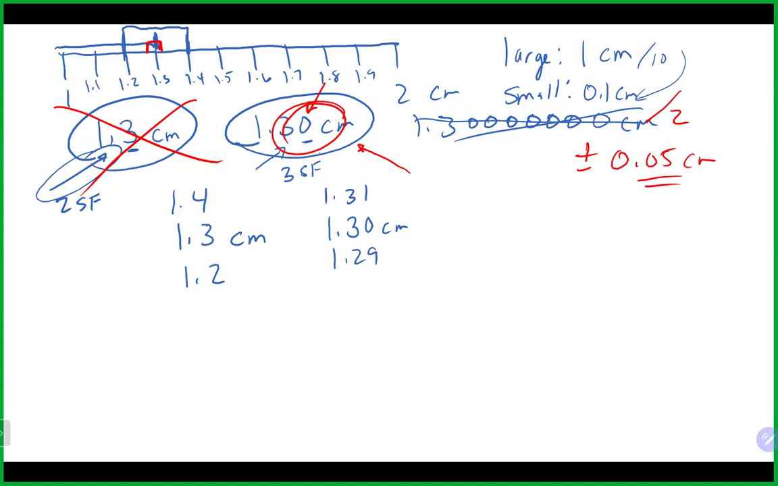So you do have to try to make sure you always give it to the right number of significant figures. Again, that may require you to add a 0 to get yourself there. Any questions on that there?